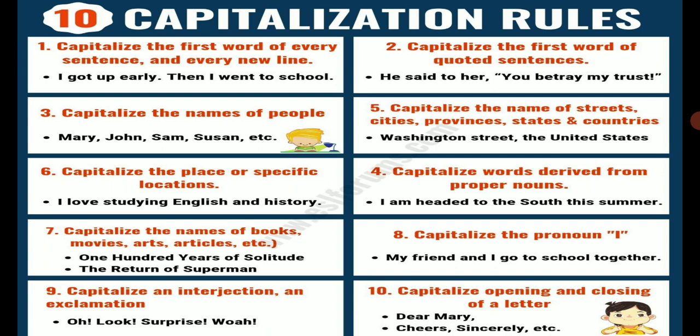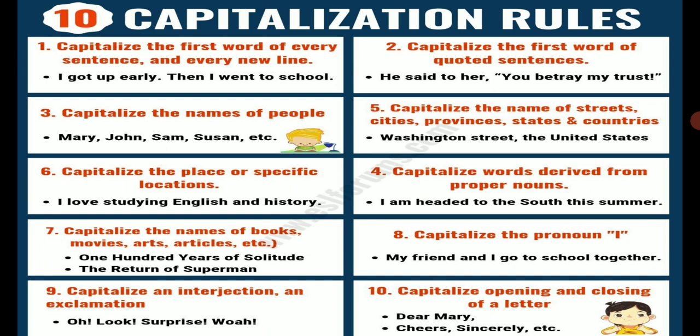Capitalize the pronoun I. As we learnt about I, wherever the I is in the sentence, in the beginning, in the middle of the sentence or at the end of the sentence, wherever the I is there as a pronoun, we will use I in a capital letter. Always I is written in a capital letter. Okay, next rule is capitalize the interjections and exclamations.